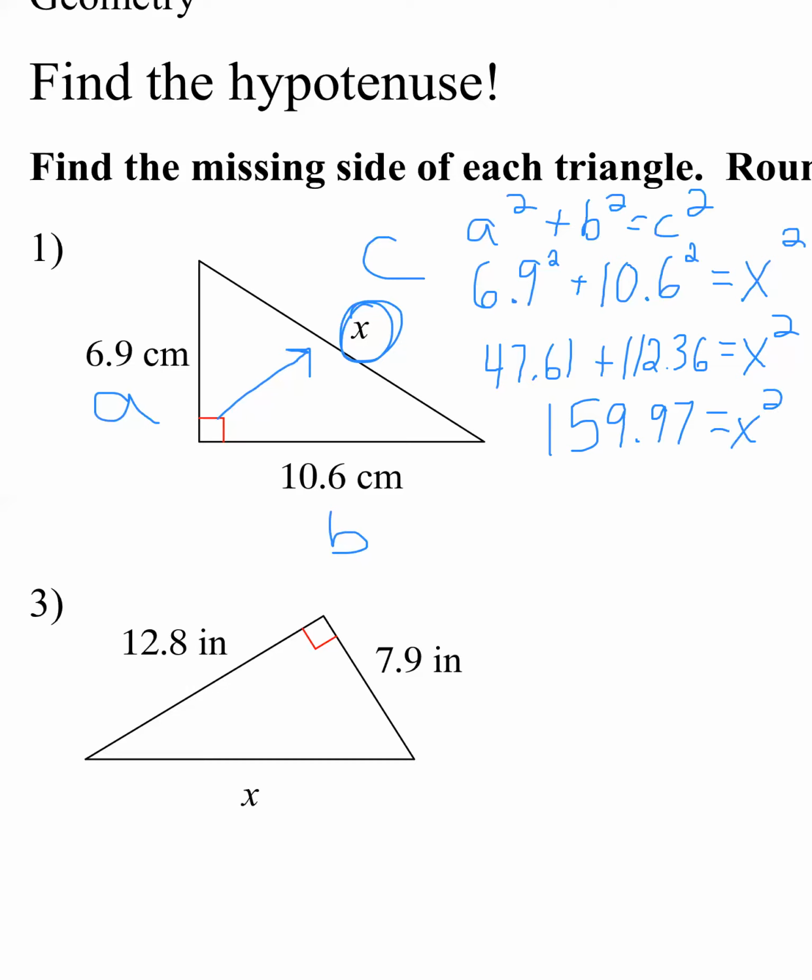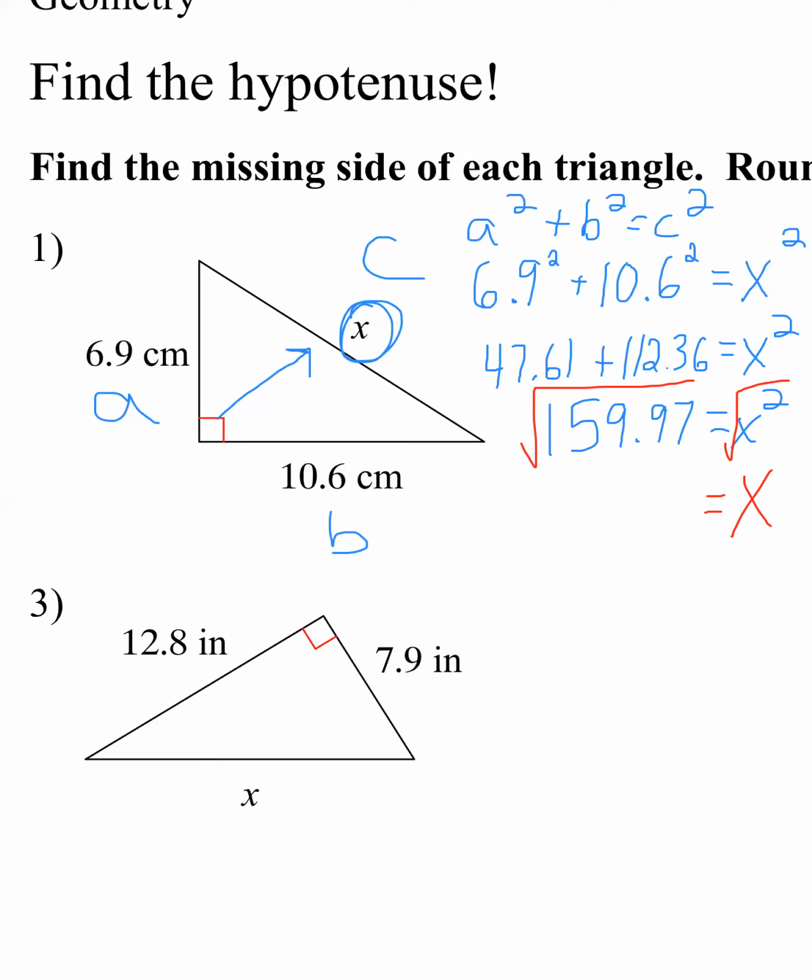And now, if I want to figure out what X is, I'm awfully close, right? You guys know from previous lessons, if I have X squared and I want to get X, don't I just need to come in now and take the square root of both sides? You are correct. The square root of X squared is just X. And then I'm just going to ask my calculator to do the square root of 159.97.